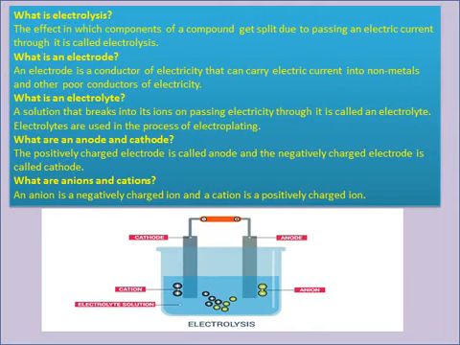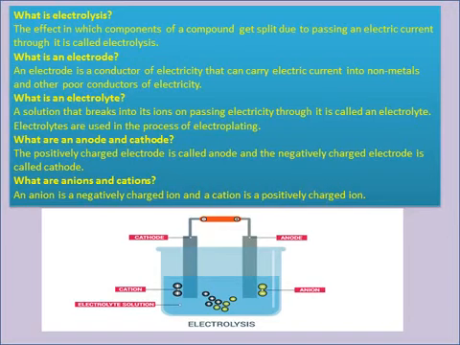What is an electrolyte? A solution that breaks into ions on passing electricity through it is called an electrolyte. Electrolytes are used in the process of electroplating. What are anode and cathode? The positively charged electrode is called anode and the negatively charged electrode is called cathode.